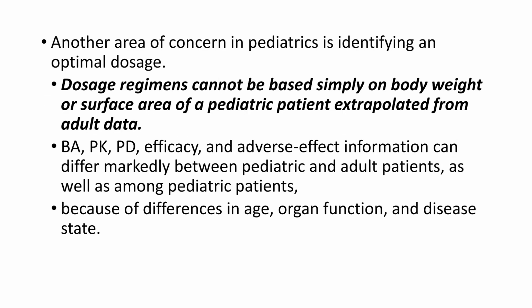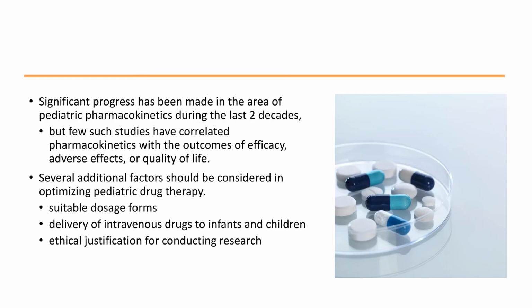Another major concern in pediatric pharmacotherapy is determining the optimal drug dosage. Dosage regimens cannot be based solely on body weight or body surface area by simply extrapolating from adult data. Key parameters such as bioavailability, BA, pharmacokinetics, PK, pharmacodynamics, PD, efficacy, and the risk of adverse effects can differ significantly between pediatric and adult patients. Furthermore, these factors may also vary widely among pediatric patients themselves due to differences in age, organ maturity, and underlying disease conditions. Significant progress has been made in the field of pediatric pharmacokinetics over the past 2 decades.